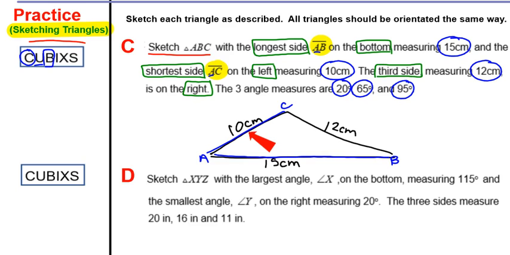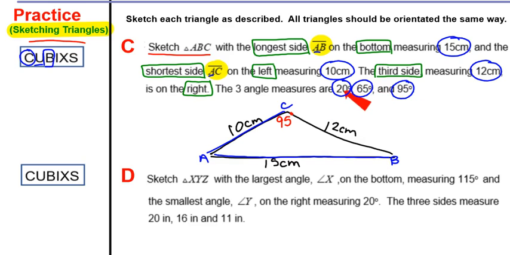Now we're going to move on and we're going to talk about the angles. These are my 3 angles, 20, 65, 95. They didn't give me any information about where to put those. So I have to think about what we learned in the lesson. I do know that this biggest angle has to be opposite the biggest side. So I look here, 15 is my biggest side. So the largest angle has to be up on the top. And I'm going to put my 95 degrees right on the top.